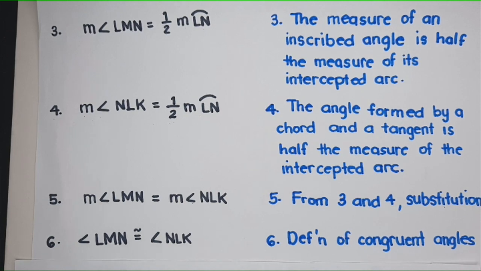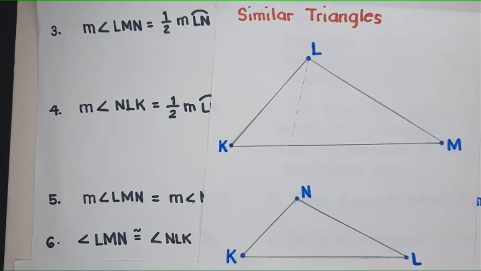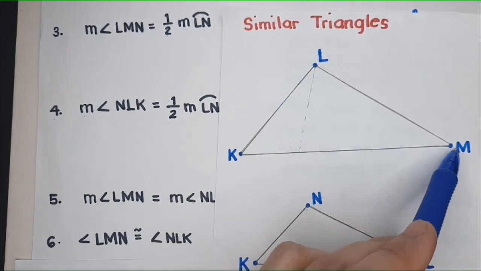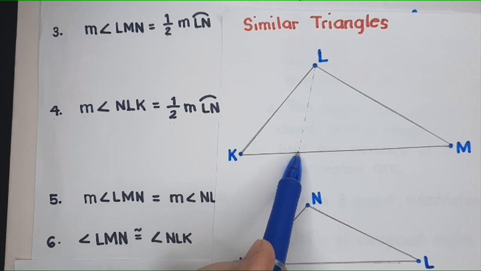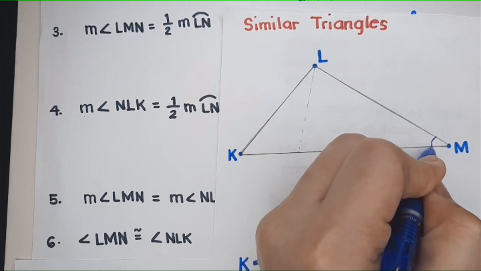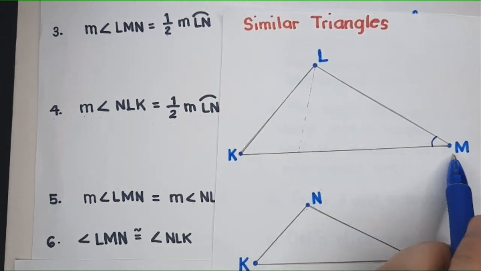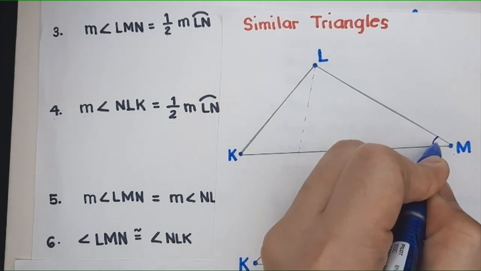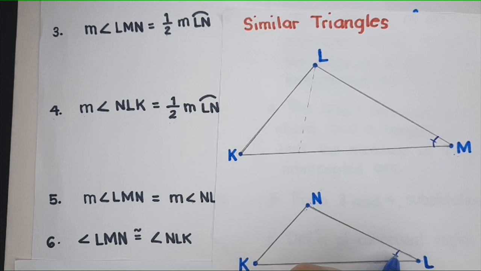Let's go back to our similar triangles. Which are congruent? L, M, N. So N is here, but this is simply angle M, or this angle. This angle is congruent to angle NLK. So how do we draw congruency? Like that. They measure the same.